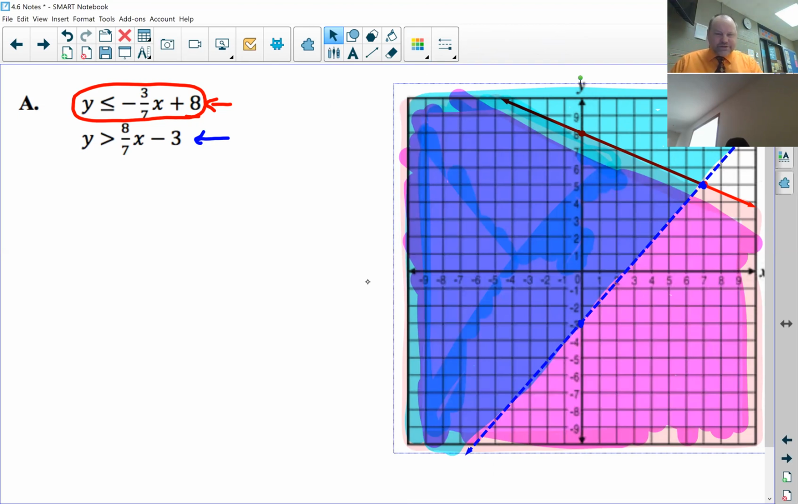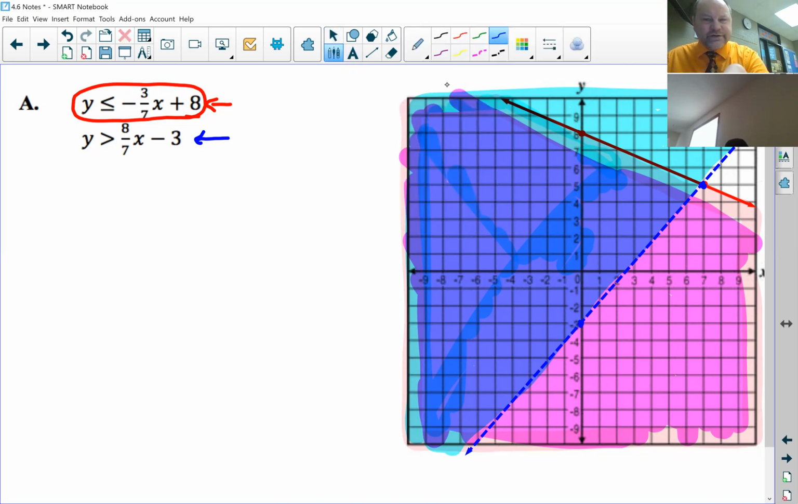So now you can see, I think it's pretty clear where the overlap happens. So my solution would be in this area right here. And then it would continue off into that space, but that's where all of my solutions are. So kind of the left hand part, or left of where the two lines cross.